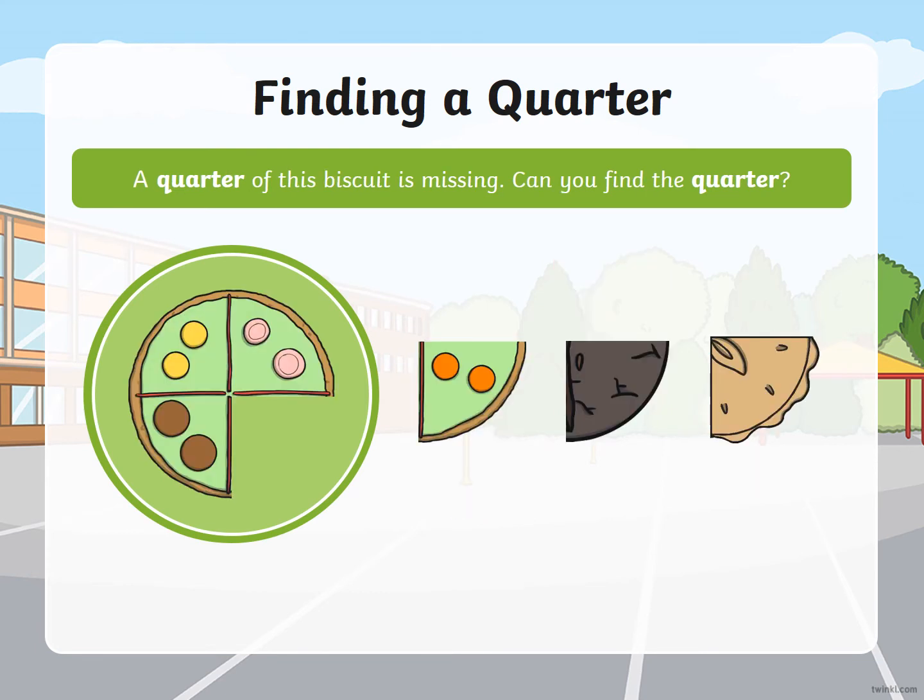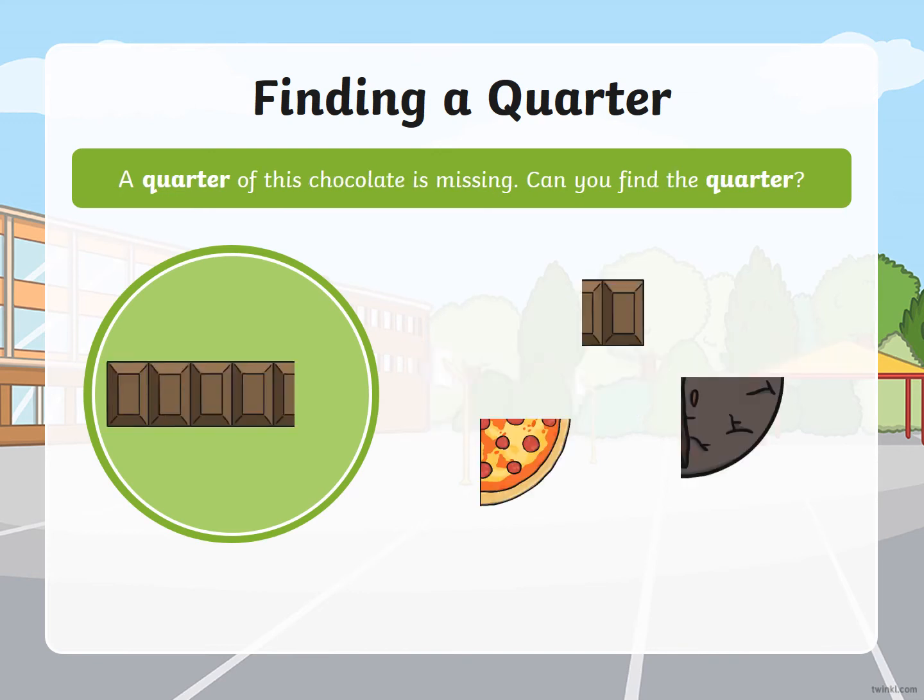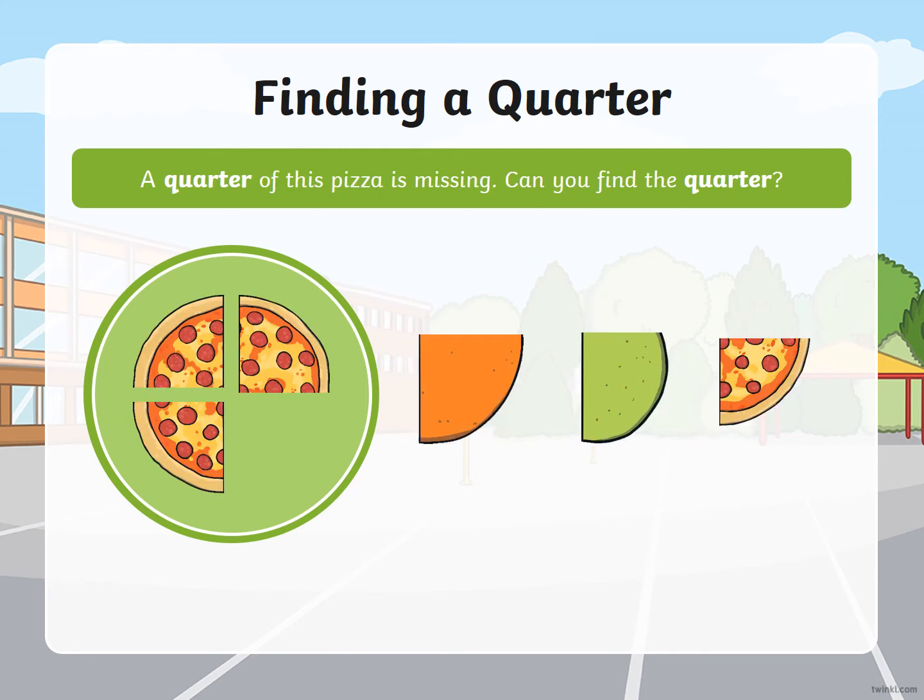What about this bit? Which one is the missing biscuit? Of course, it's the green one, isn't it? The first one. So that would make our whole biscuit if we slotted that in. Chocolate. You can see the chocolate bars being split into quarters. If we had that little bit of chocolate bar at the top, it would make a whole chocolate bar again.